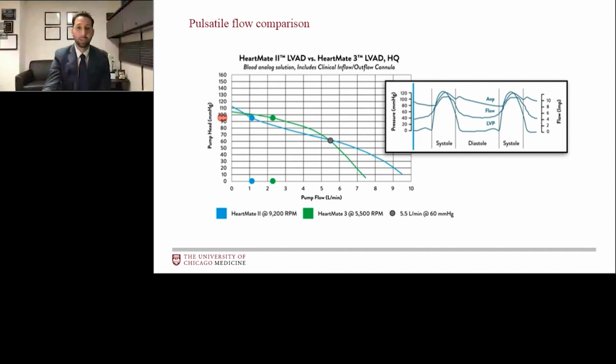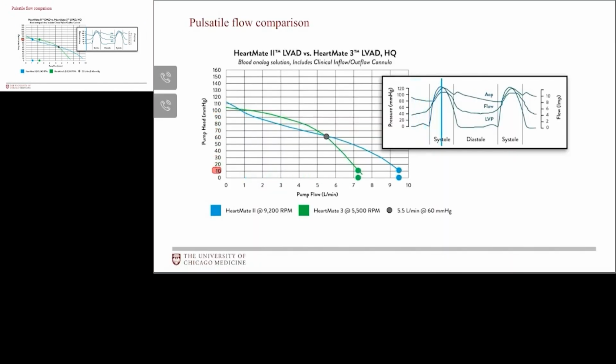Let me walk you through this additional video right here. Here's another example of a HeartMate 2 and a HeartMate 3. And as the cardiac cycle progresses, you can see the effects. I'm going to let the cycle play a couple times, and then I'll walk you through it. So again, we have an aortic pressure at the top and a left ventricular pressure at the bottom. And during diastole, the gradient is around 100 millimeters of mercury.